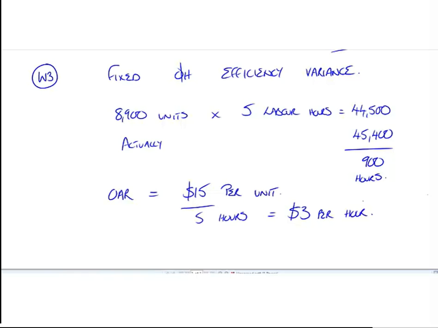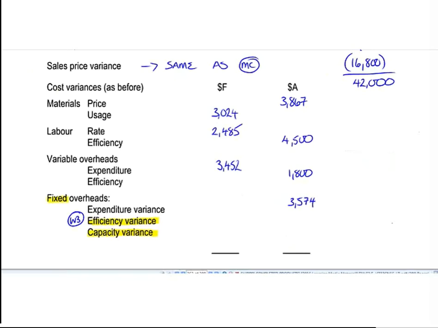Okay, so our fixed overhead efficiency variance will be equal to our 900 hours multiplied by our $3 per hour, which gives us a variance equal to 2,700. And that variance is going to be adverse, and the reason that it's adverse is because it actually took us more hours than we expected it to. So if we go back to the operating statement, we can now slot in that efficiency variance. It was adverse, so I'm going to plug it under the adverse column, and it was 2,700.